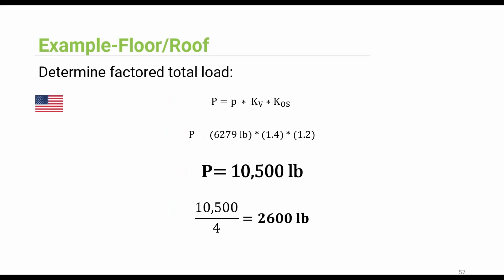Normally, the manufacturer would give you the unfactored weight of the panel, but you can easily find it with the dimensions and density like we did here. After we applied the factors, our factored total load will come to be about 10,000 pounds. For a floor or roof panel, you would typically use 4 yokes. So if you divide your factored total weight by 4, the capacity of 1 anchor should be at least 2,600 pounds.